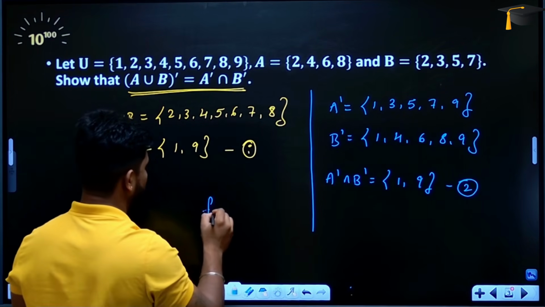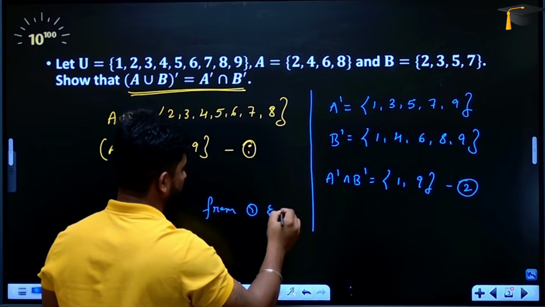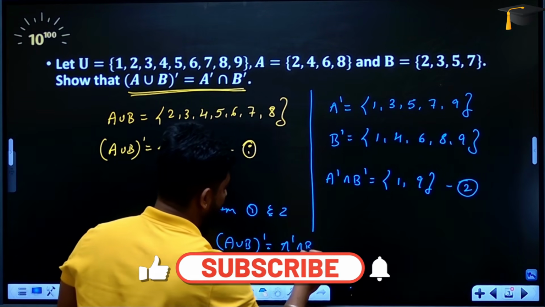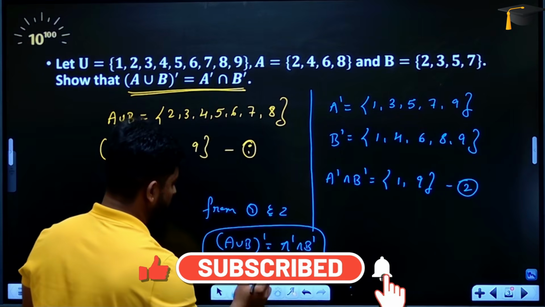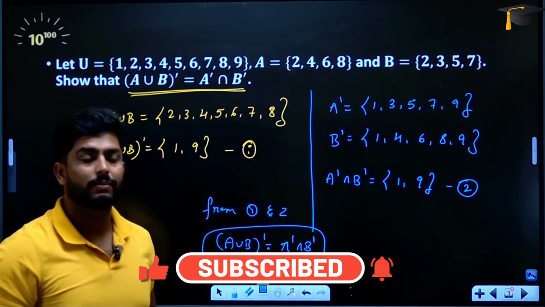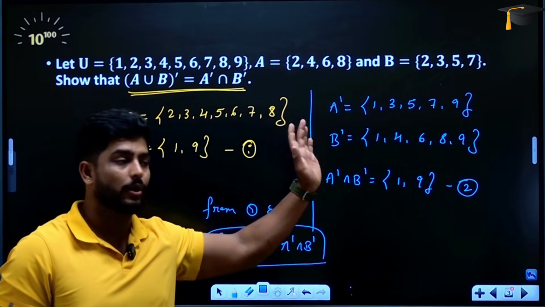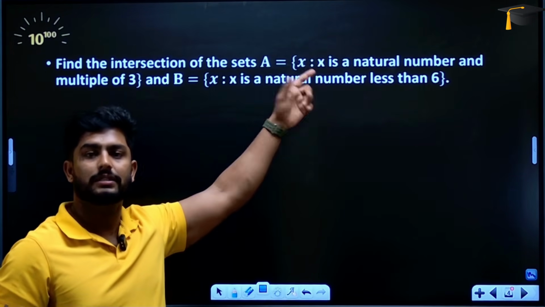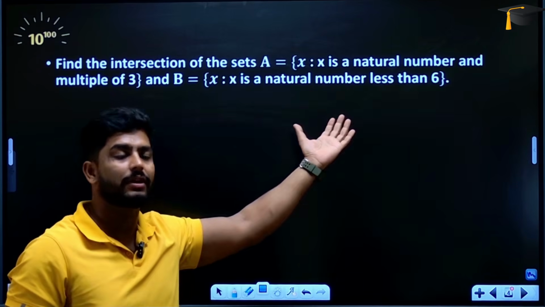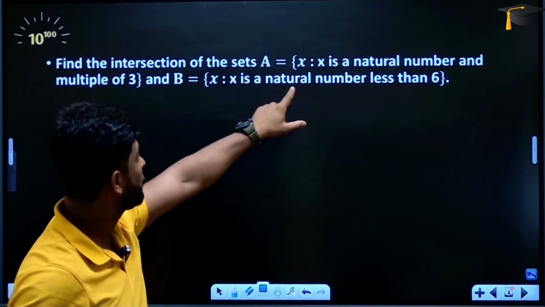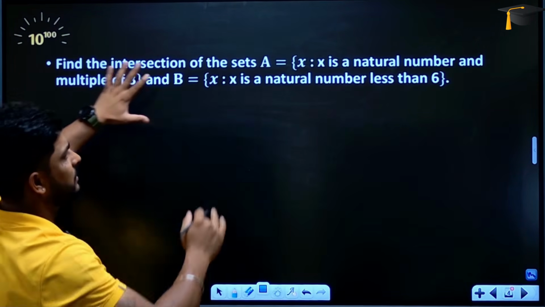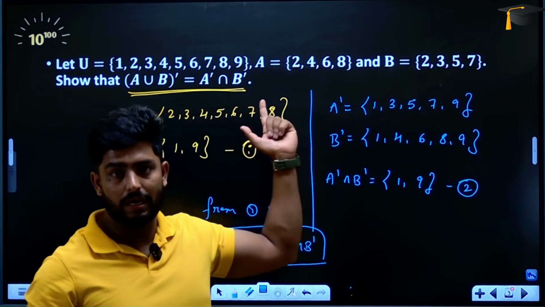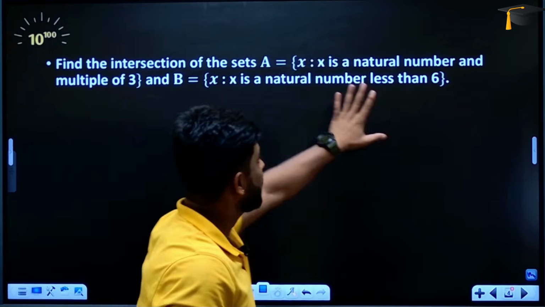So from 1 and 2, A union B the whole dash is equal to A dash intersection B dash. Okay, so you will get 3 marks if you do this much. Remember, this kind of questions are very important. Questions like this, they'll give in set builder form, not in roster form. Here the question asks to find the intersection, but the same question can be asked like this: they can ask you to verify De Morgan's law. So remember, you should know this too.